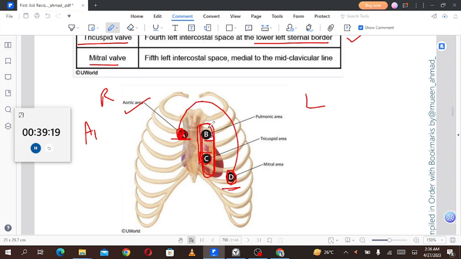So the murmur of the right heart can be heard on these two sides, the pulmonic and the tricuspid area, and the murmurs originating in the left heart will be heard on the aortic or the mitral area. Clear? Now there are some maneuvers.